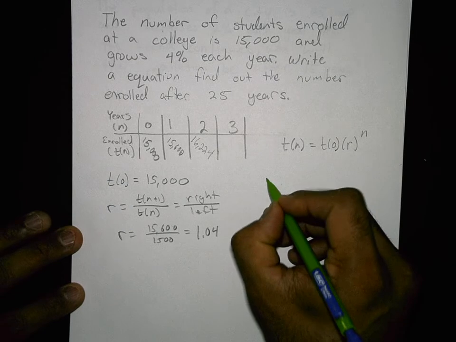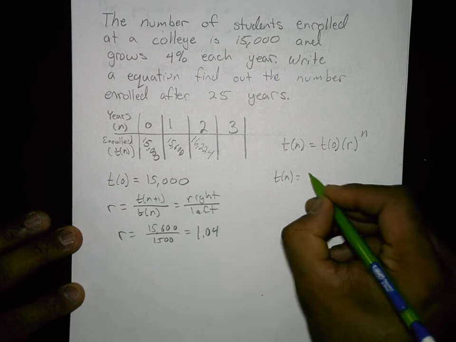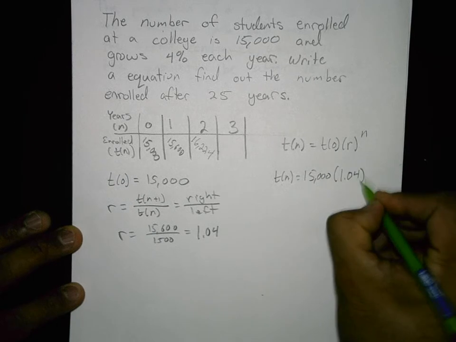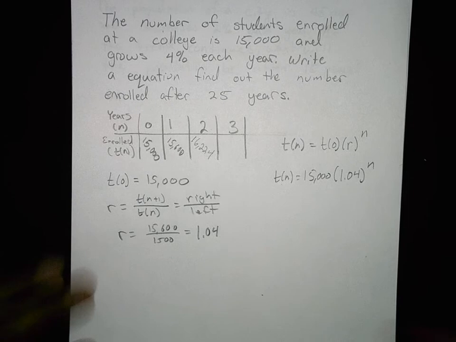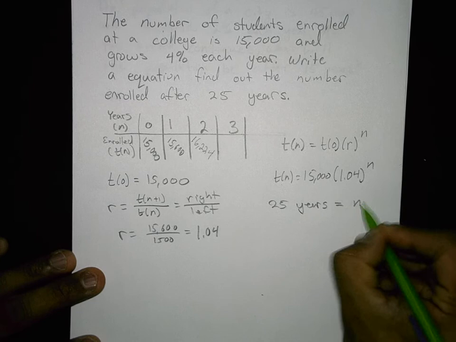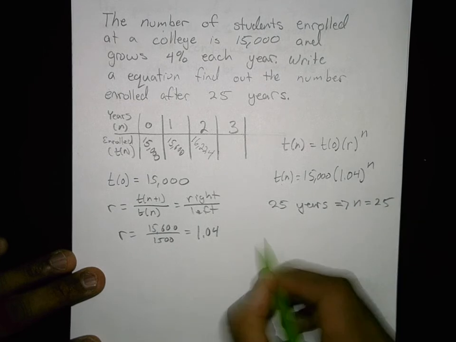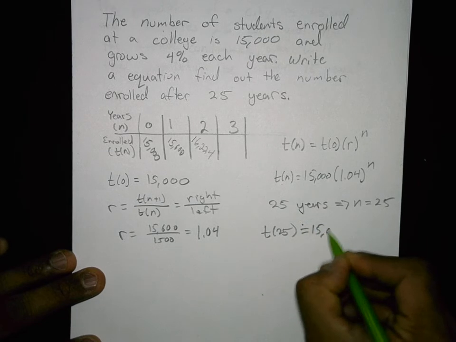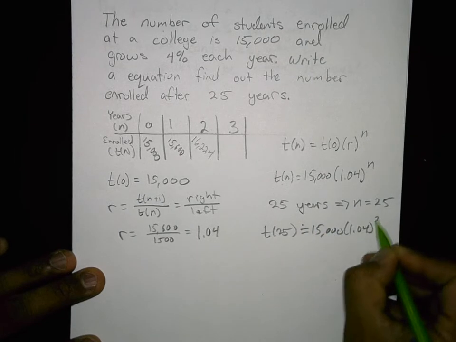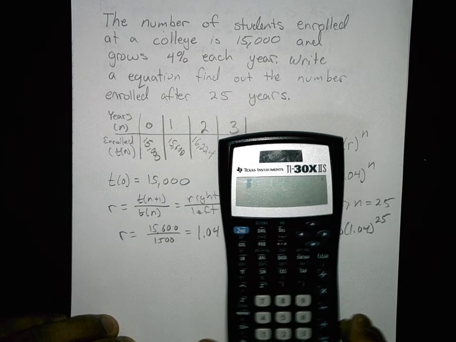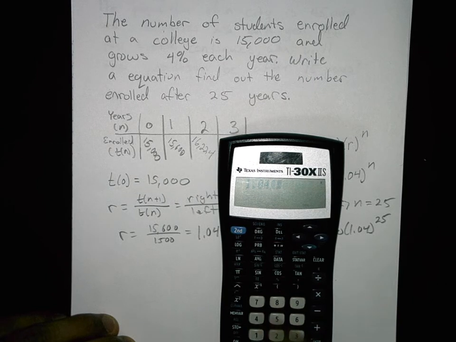So I'm going to go ahead and set up my equation over here. It's going to be T of n equals the 0 term, or what I started with, times that to the n. Now we want to find 25 years. So 25 years is when n equals 25. I'll just punch this into my calculator. 1.04 to the 25th power is 2.6.